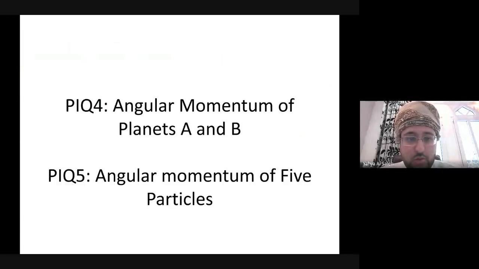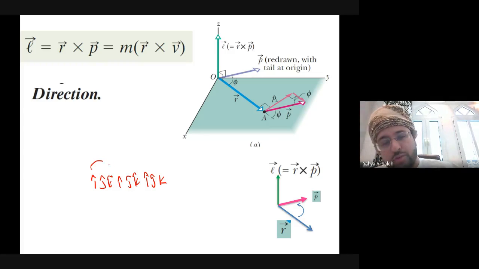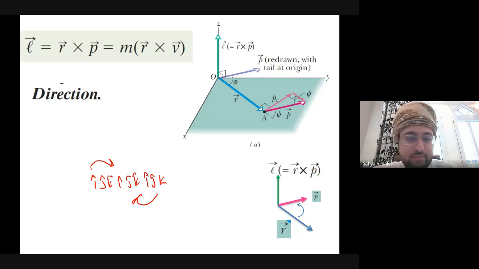We have our rule, remember? IJK, IJK, IJK. You go this way, it's positive. You go this way, it's negative. Okay, so if you do I cross J, you'll get plus K. You do J cross K, you get plus I. But if you go the other way around, you go I cross K, you get minus J. K cross J, you get minus I, and so on and so forth.